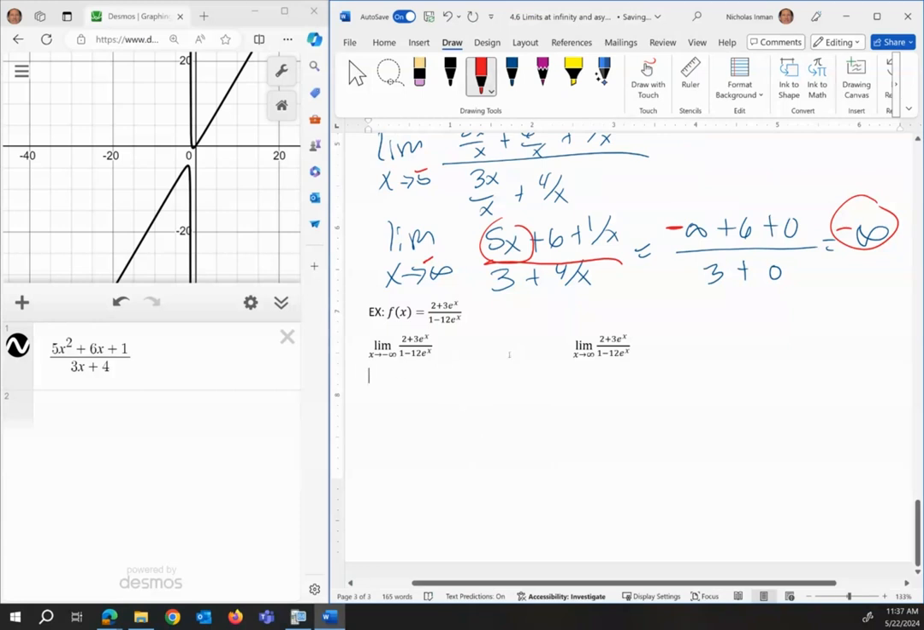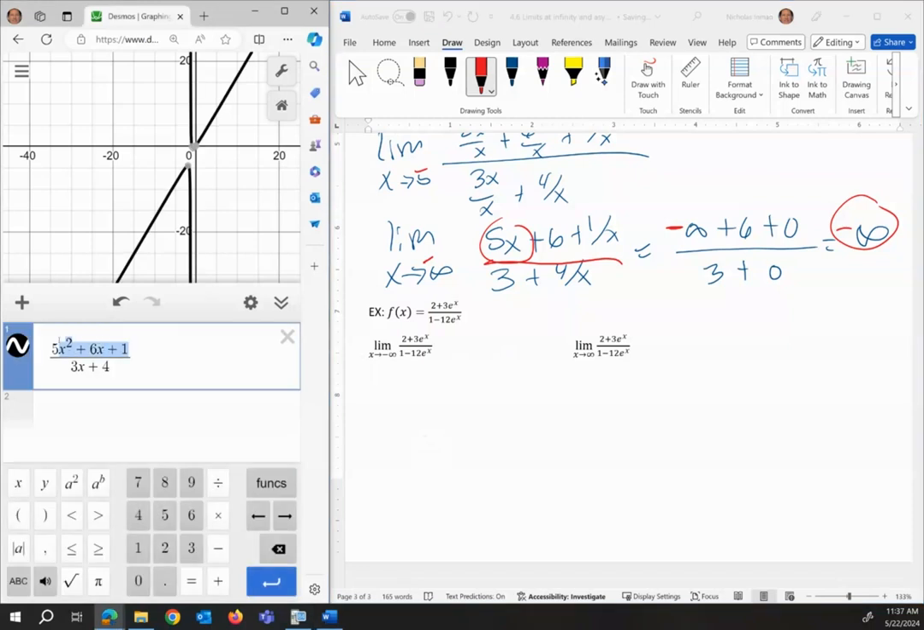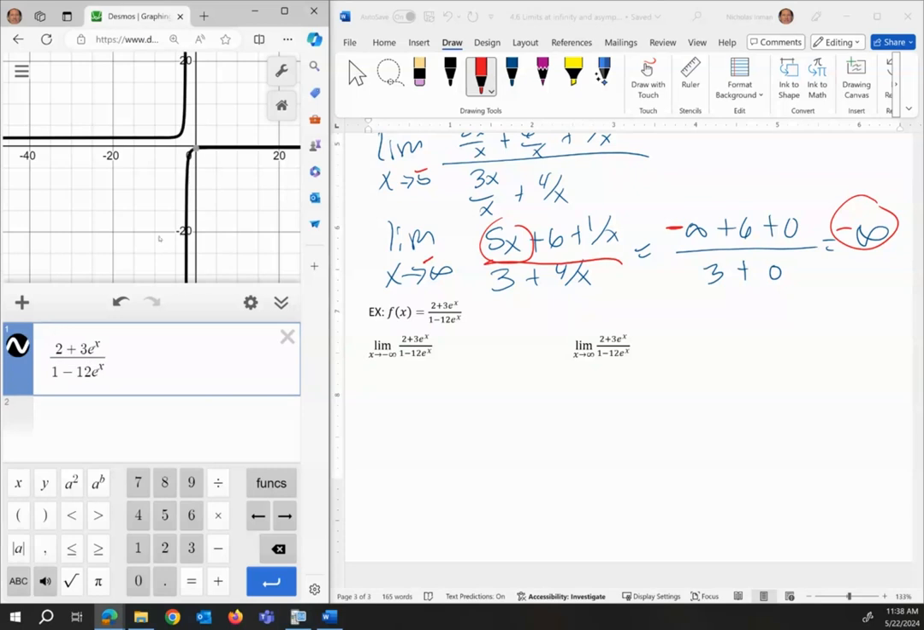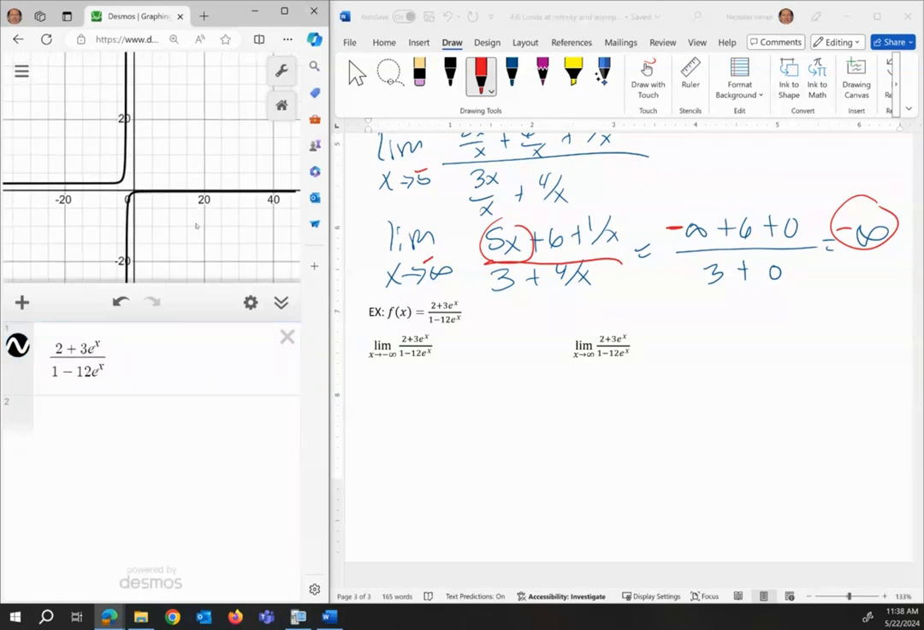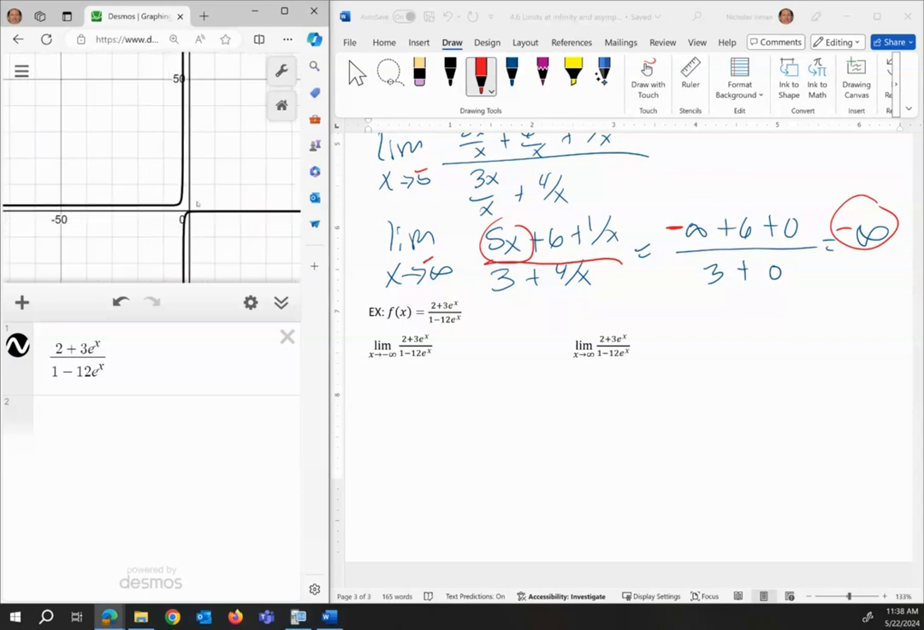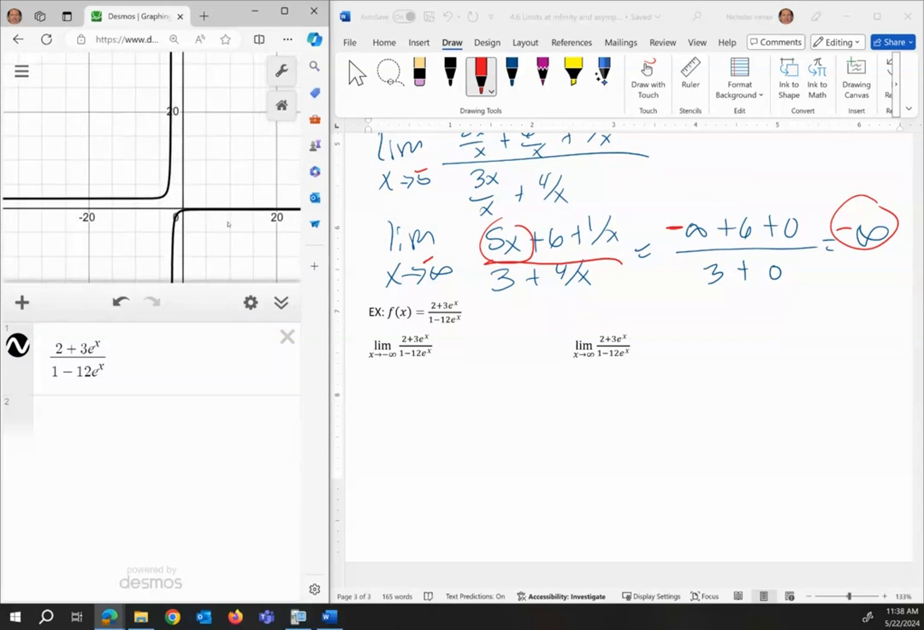So as we do the limit as x approaches negative infinity, actually, let's take this and then look at the graph. 2 plus 3e to the x, over 1 minus 12e to the x. So this one's a little bit different. I'm seeing 2 horizontal asymptotes. They level out, that's good. So let's figure out how to find them.